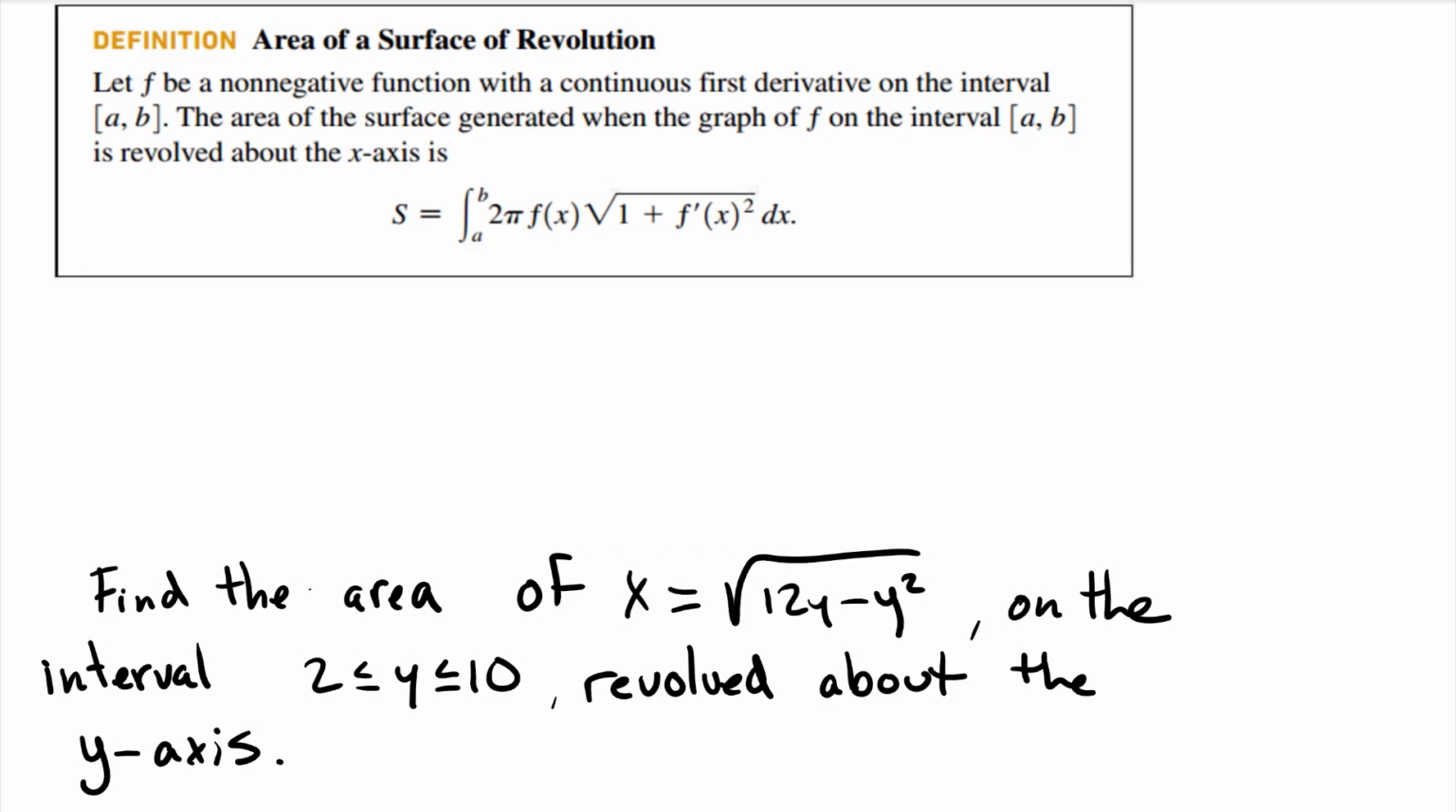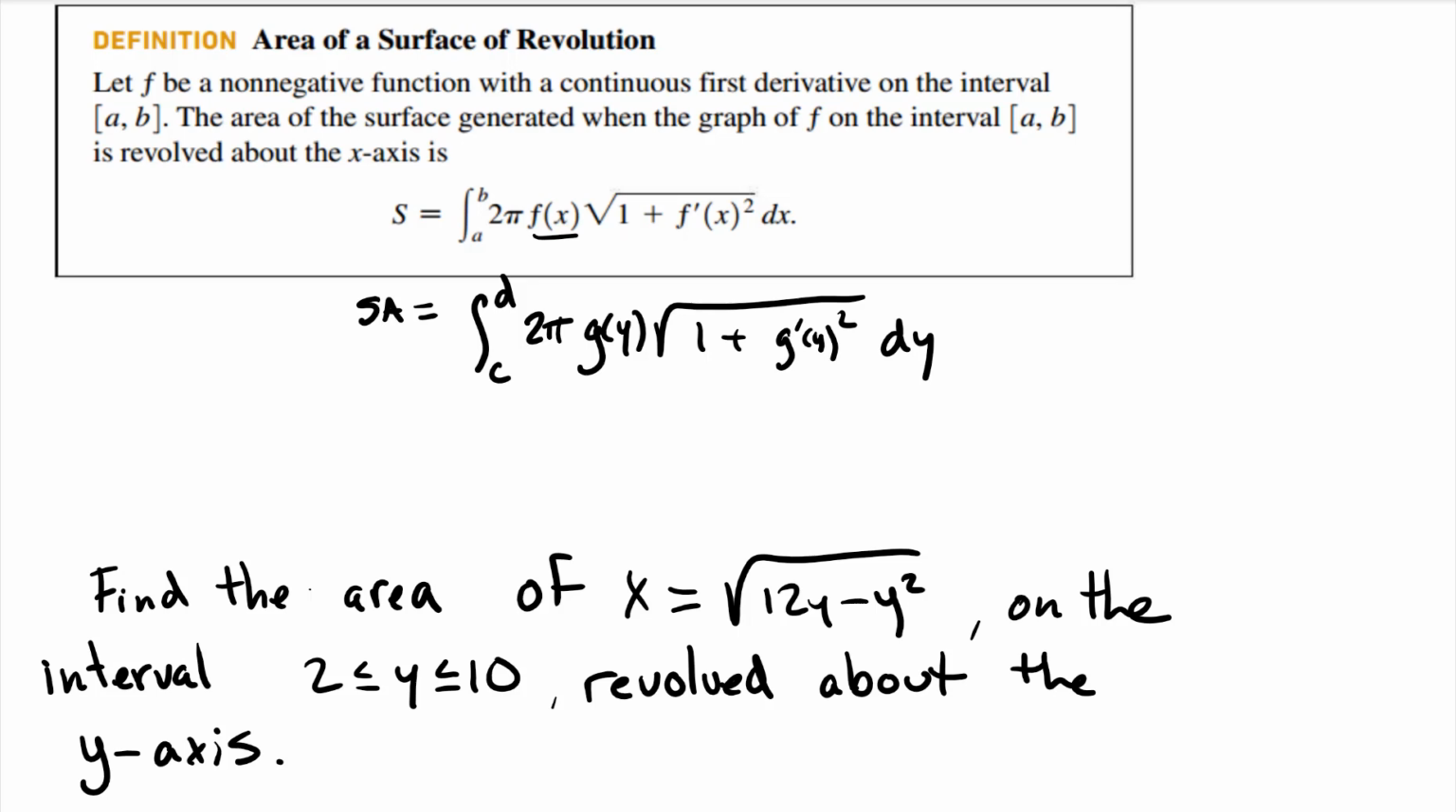Can you come up with a formula? The surface area, again, I like to write SA, is you just replace it from c to d. They just like to use a different number, and then 2 pi. Now, don't write f of x. We're going to write in g of y times the square root of 1 plus g prime of y, all squared, dy. Because we're going to go about the y-axis now instead of the x-axis. Everything needs to be in terms of y.